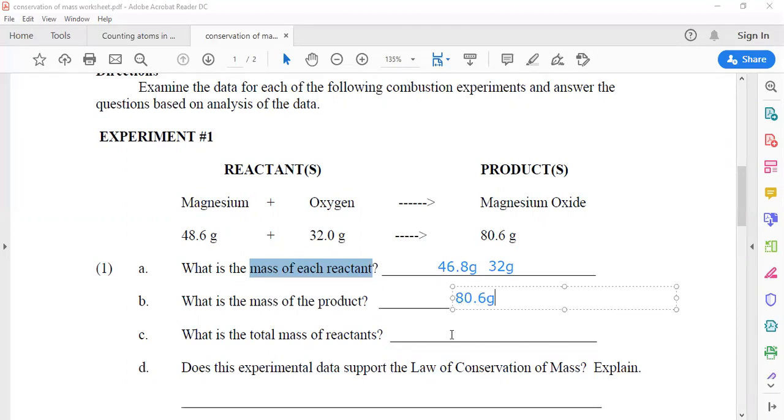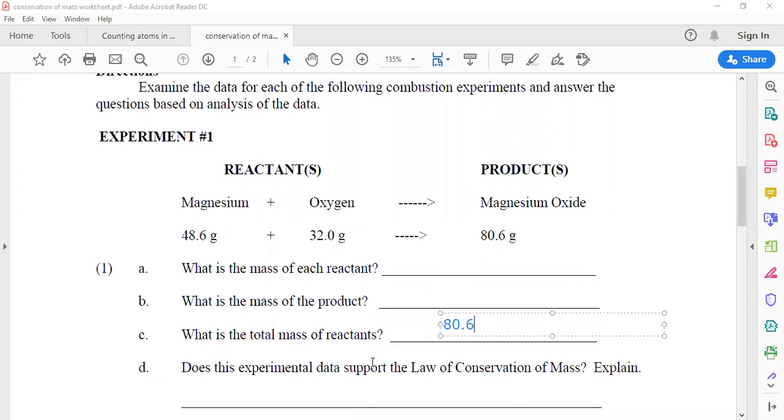Pretty easy stuff. Now, what's the total mass of the reactants? This is where you'll do math. You'll say, okay, I have to add a plus sign because it's a plus there. So you would say 46.8 plus 32. Then you add those up. If you're looking at this one here, that is also 80.6. So in other words, when we added up everything, it equaled the same.